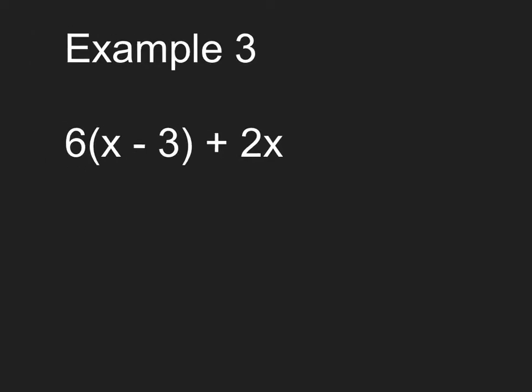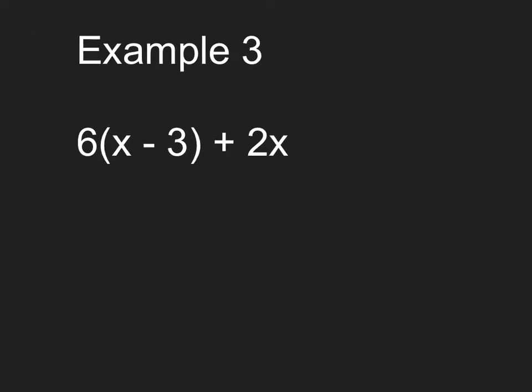All right, here's another example here. So let's distribute first. So 6x, and then 6 times -3 is going to give me -18. We haven't done anything to this positive 2x, so we can just bring it down, positive 2x. Now we're going to look to see what we can combine here.